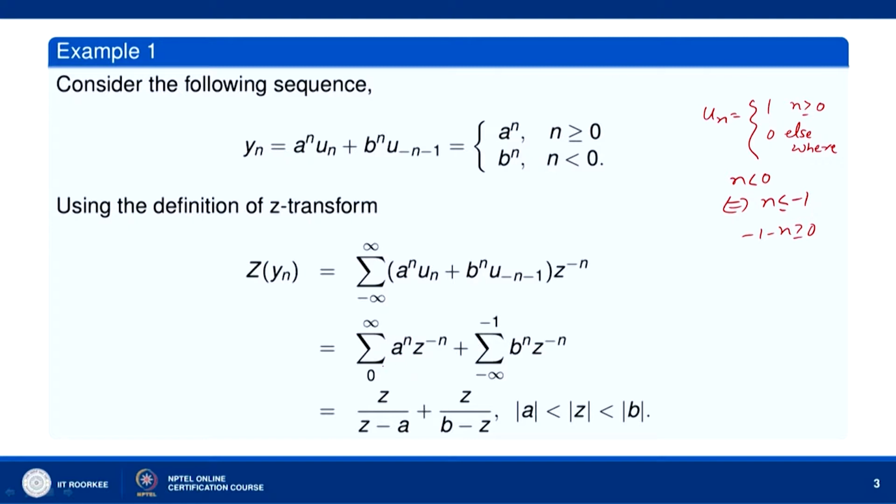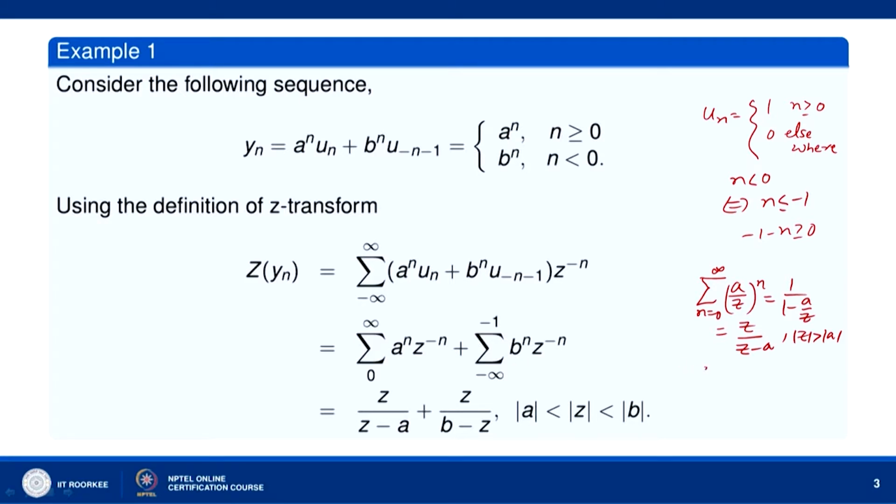Now, we know that sigma n equal to 0 to infinity a to the power n z to the power minus n is the Z transform of a to the power n. This is sigma n equal to 0 to infinity of (a by z) to the power n. So, this is equal to z over z minus a, because it is a geometric series 1 over 1 minus a by z, provided mod of z is greater than mod of a.